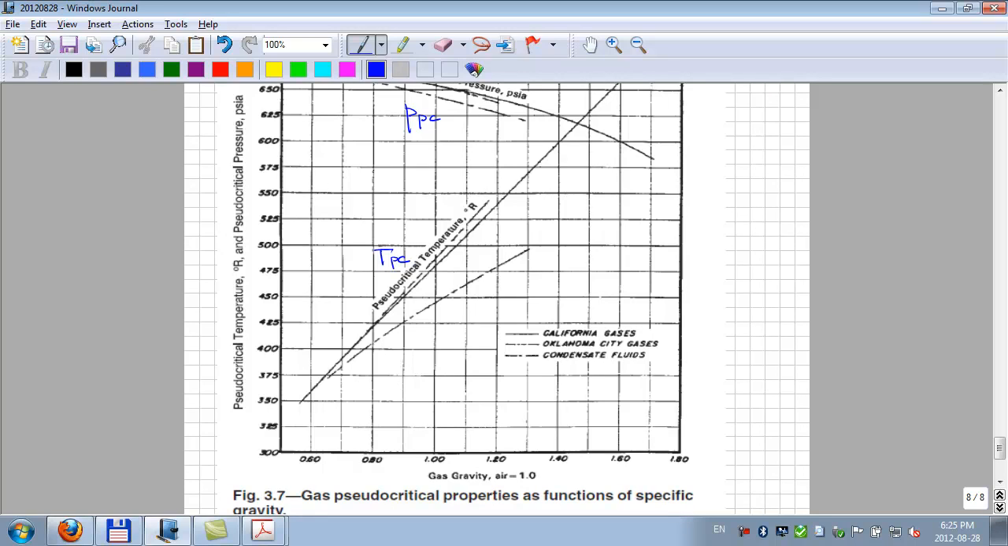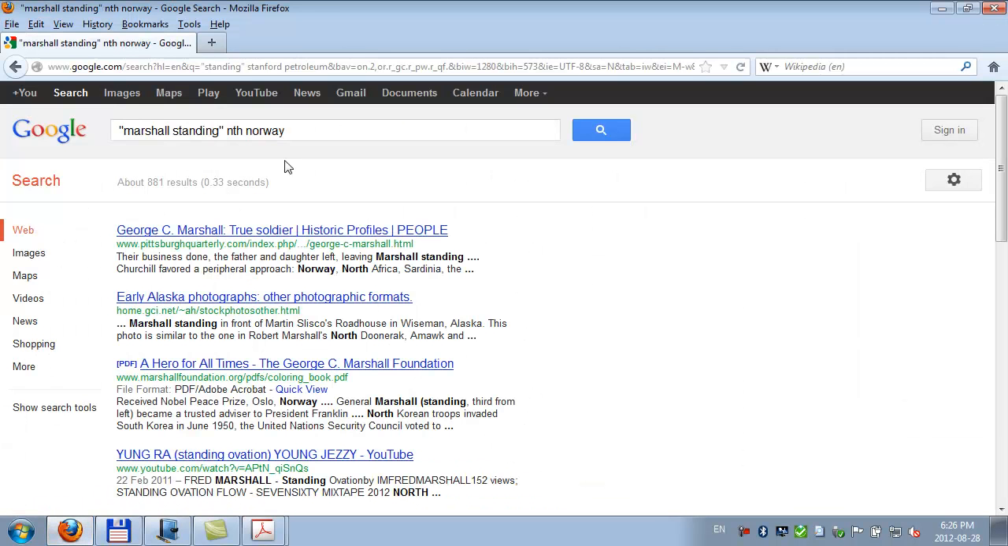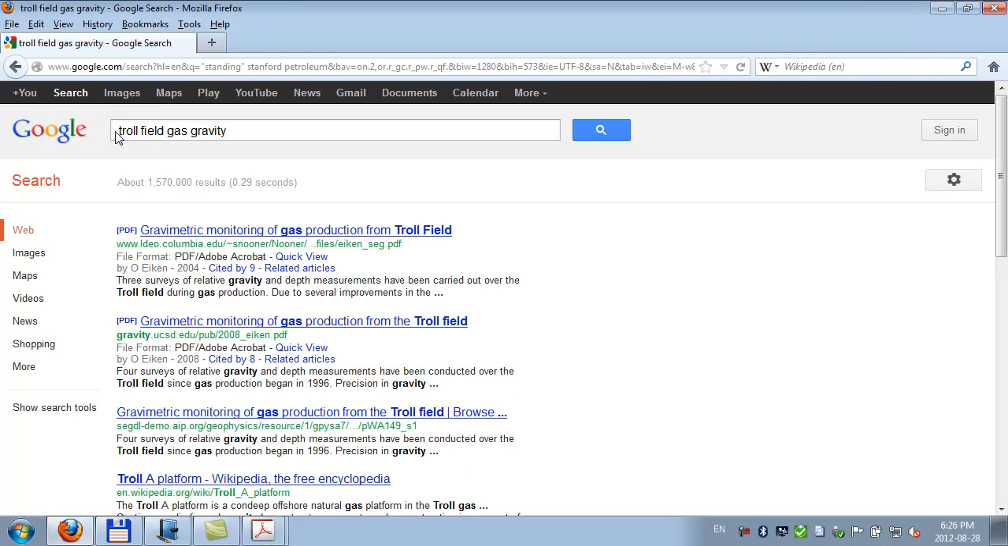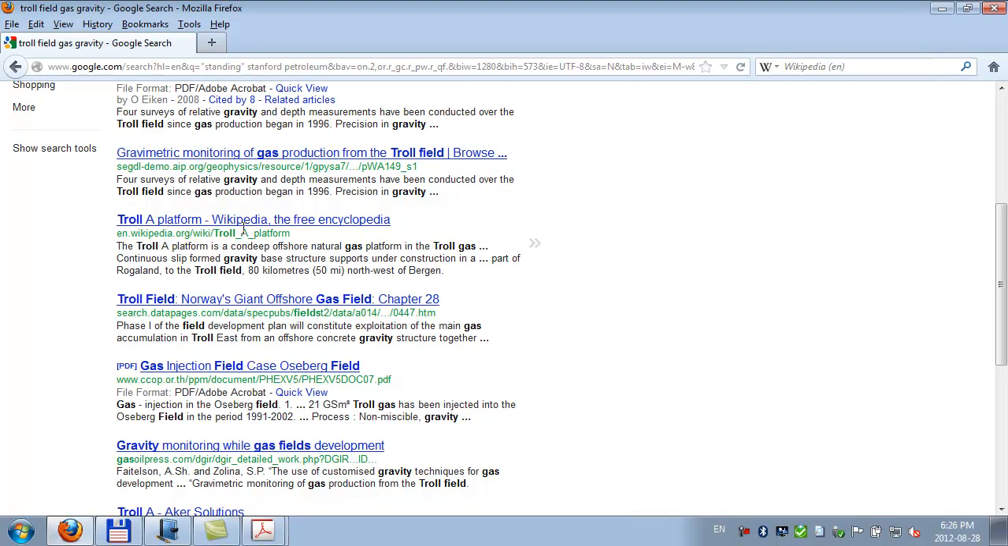And the Troll gas is a very lean gas. It's 90-something percent methane. That I can tell you. Now, whether we can find that on the internet or not, I don't know. My success on Googling is not particularly good right now, but let's just try Troll field gas gravity. See if we can find it. Have you done a lot of work with Troll? Yes. Okay.